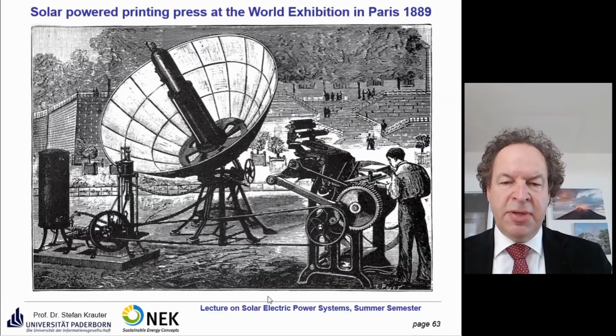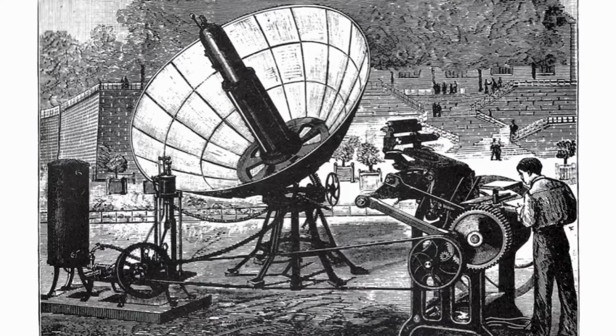So solar thermal systems are known for quite a long time. Here is even a quite advanced solar thermal system at the World Exhibition in Paris in 1889 with a parabolic concentrator, steam generator, and on the left you see a steam engine which is driving a printing press. It got lots of success during that time. Also smaller systems, the first flat plate collector, was patented in 1910, so it's a quite established technology.